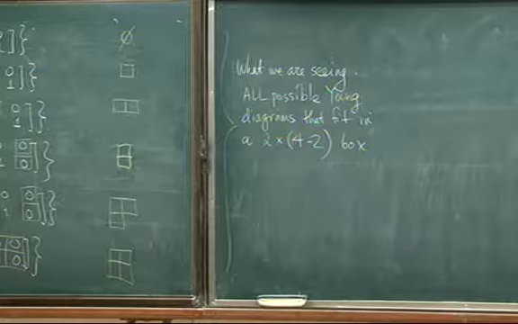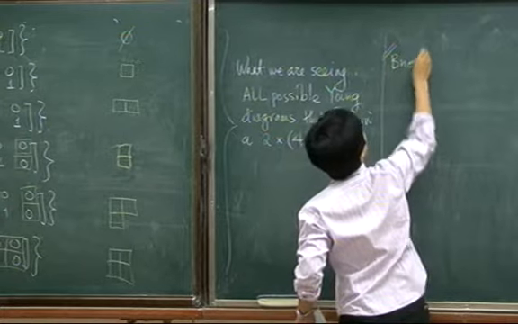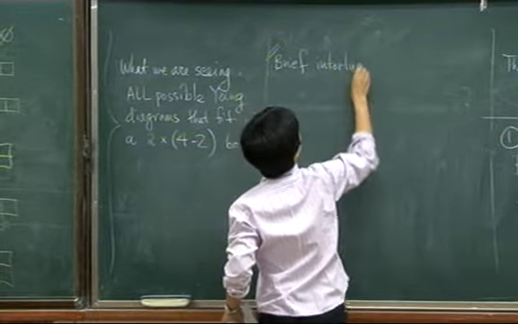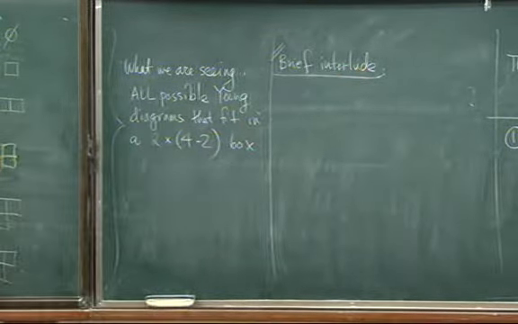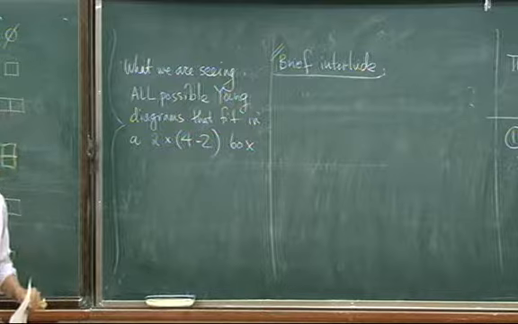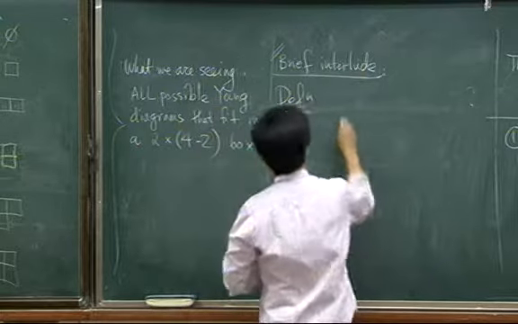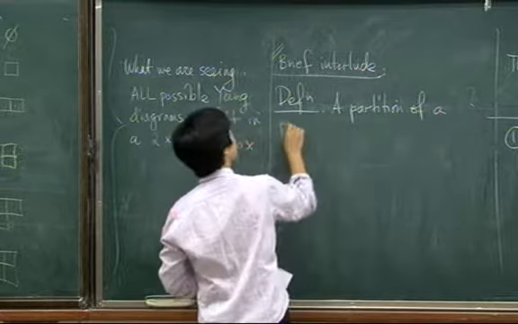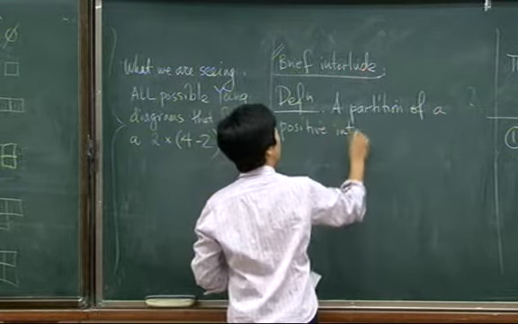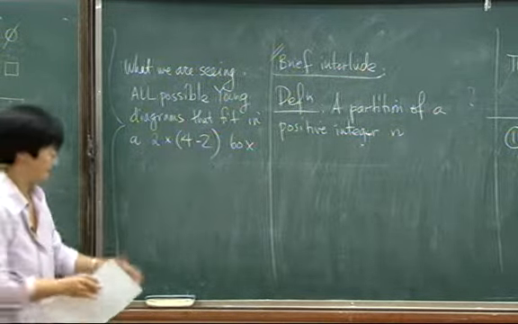Of course I should tell you what a Young diagram is in case you haven't heard of that. So, brief interlude. What is a Young diagram? It's a concrete pictorial way, which is actually very useful for combinatorialists, to represent a partition of a positive integer. Definition: a partition of a positive integer n is just a list of positive integers whose sum is n.